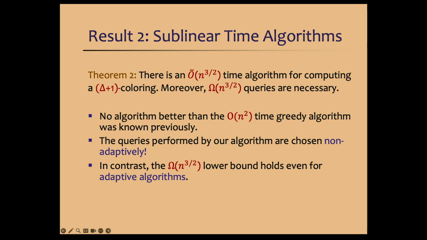And here, I want to highlight two things. One, the algorithm that we designed here, which runs in order n to the 1.5 time, the queries that the algorithm is going to perform are chosen non-adaptively. Okay? So it's a one-shot collection of queries that the algorithm performs, and then we get the result. In contrast, the lower bound actually holds for adaptive algorithms. So even if I allow the algorithm to be adaptive, you can't go below this n to the 1.5 barrier.